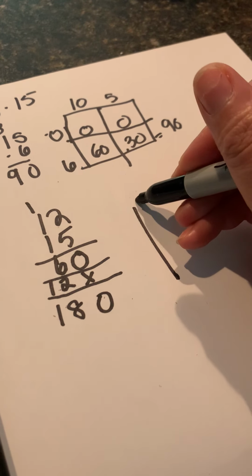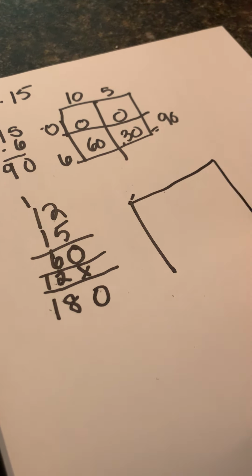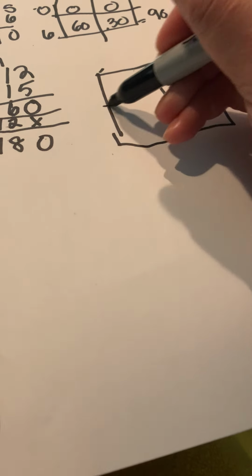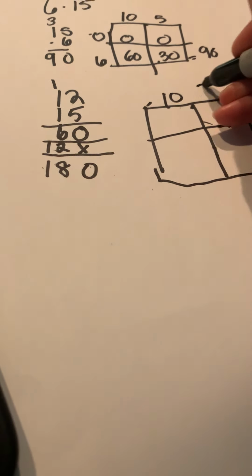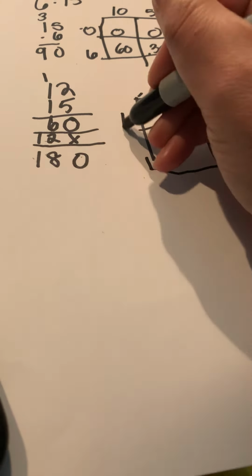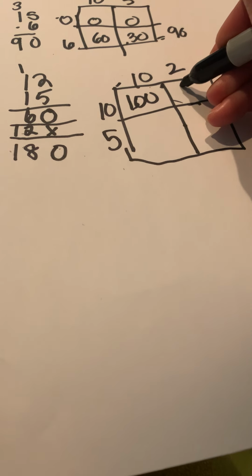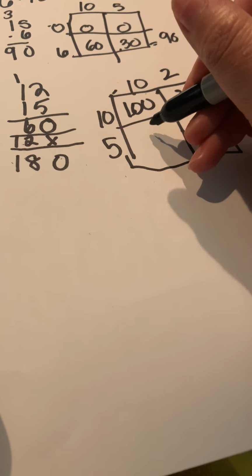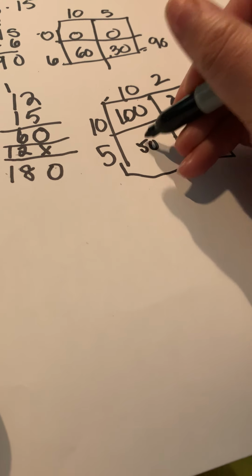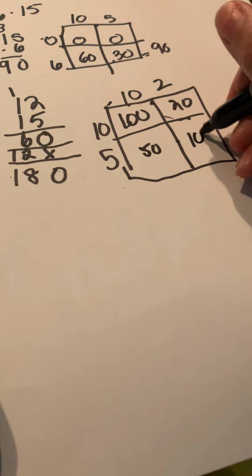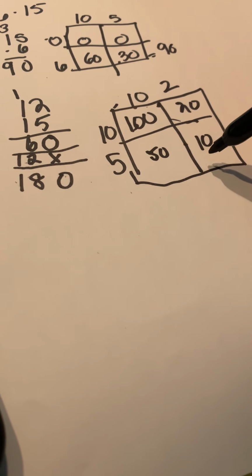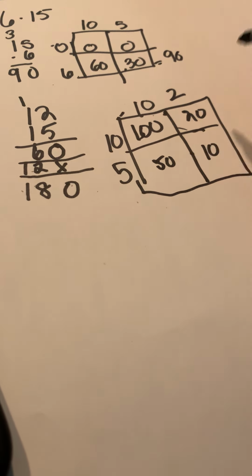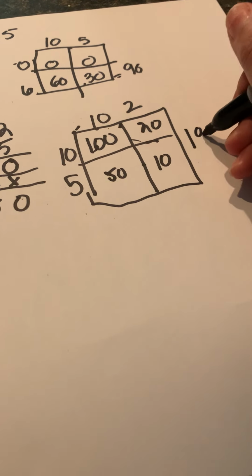And if we do it in the box method, or the area model for multiplication, which is some more technical term for it, we have 10 and 2 is 12, 10 and 5 is 15. 10 times 10 is 100, 10 times 2 is 20, 5 times 10 is 50, and 5 times 2 is 10. If we add these together, 20 plus 10 is 30, 30 plus 50 is 80, plus 100 is 180. So those are the warm-up activities just to practice some multiplication.